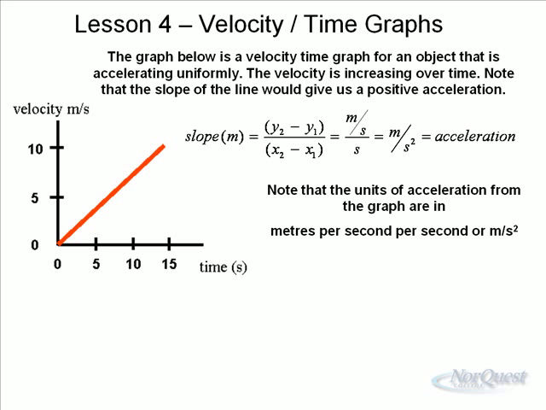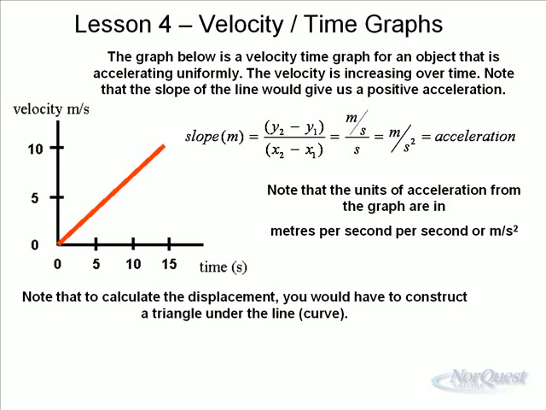Now, remember from the previous slide, the displacement is the area under the curve. So if, for example, we wanted to find the displacement after 10 seconds, we would have to construct a triangle under the line at that particular point, 10 seconds. So at 10 seconds, we would draw a line straight up. Notice the area under the curve in this case is not rectangular as it was when we had uniform velocity. Here, because we have acceleration, the slope is greater than 0, and we end up with a triangular shape under the curve.